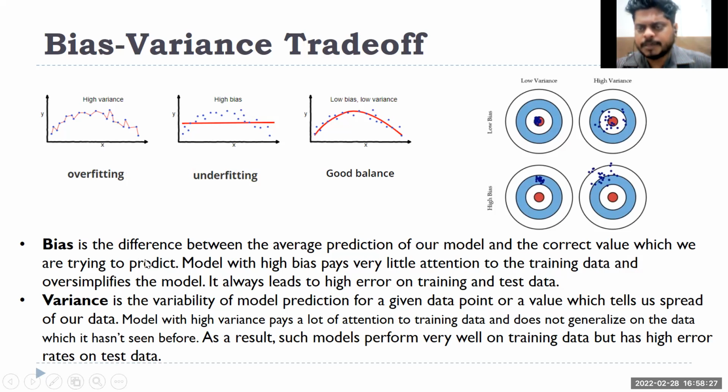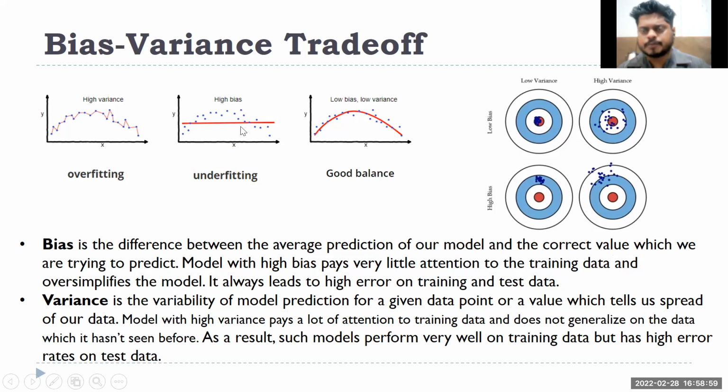So the definition of bias is the difference between the average prediction of our model and the correct value. The correct value is the actual value which you are trying to predict. A model with high bias pays very little attention to the training data and oversimplifies the model. It creates a very simple model which is not able to take care of all the predictions. Out of, say, 20 or 30 points, it is able to predict maybe 2 or 3 points with good accuracy, and the other points it is not able to predict well.